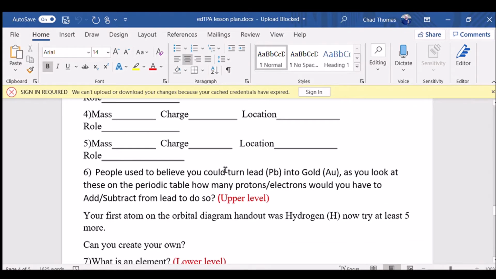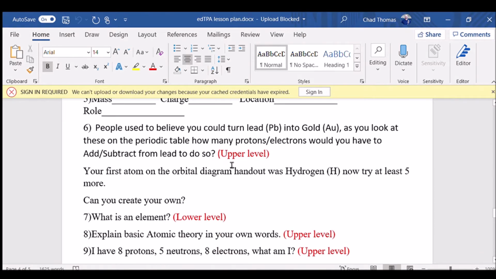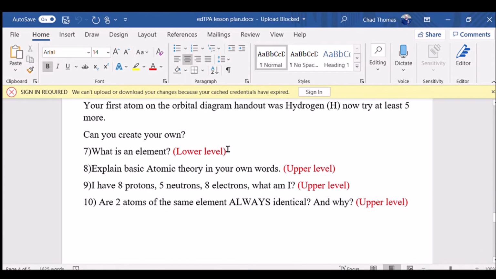You're going to have to use concepts and inquiry to think for yourself and come up with an idea to solve a problem that's more abstract. And then later on, you will also be making your own orbital diagrams.